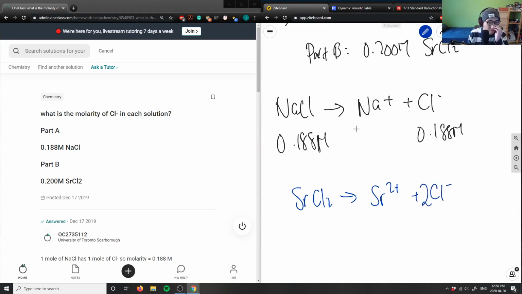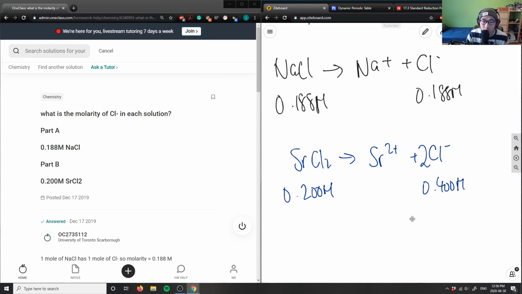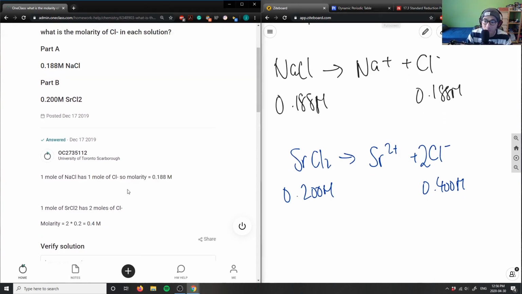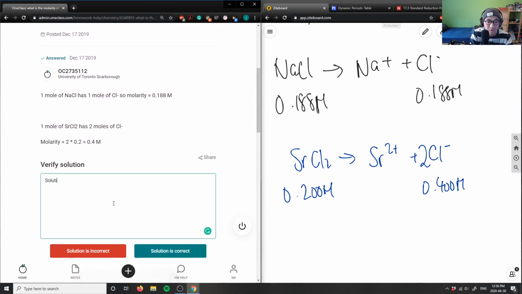So in order for me to do that, again, I have 0.200 molar here, so my concentration of chloride is going to have to be 2 times 0.200, which is 0.400, to get my concentration of the chloride ion here. So the solution is correct, 0.188 and 0.400 molar. Good analysis here. So the solution is correct.